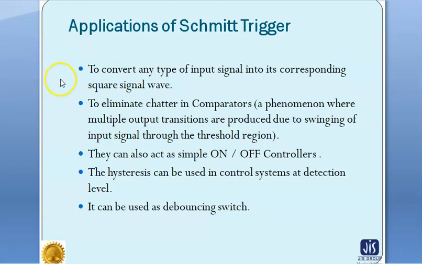Another application is that it is used to eliminate chatter in comparators. What is chatter? A phenomenon where multiple output transitions are produced due to swinging of the input signal through the threshold region. Also, it acts as a simple on-off controller. Thus, hysteresis can be used in control systems at the detection level. Also, it can be used in debouncing switches.